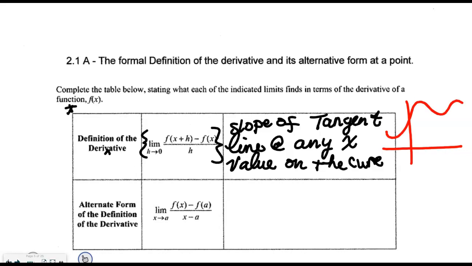So this will give me the slope of the tangent line anywhere on the curve of f. Maybe I want to know at -1. Plugging a -1 into the function that I get will give me the slope there. Plugging this x value in will give me the slope there.